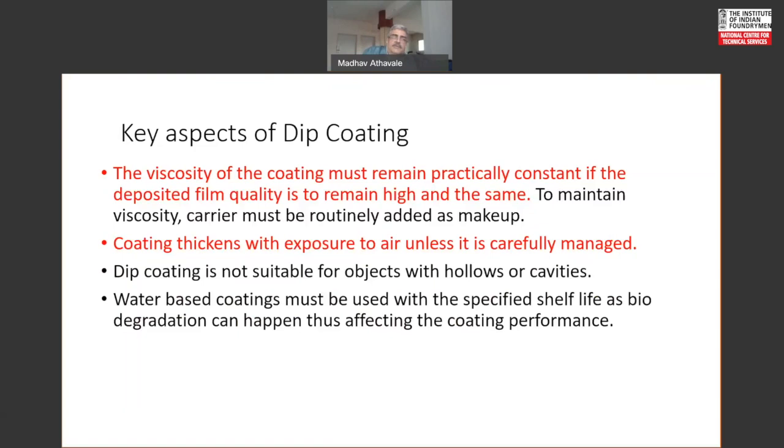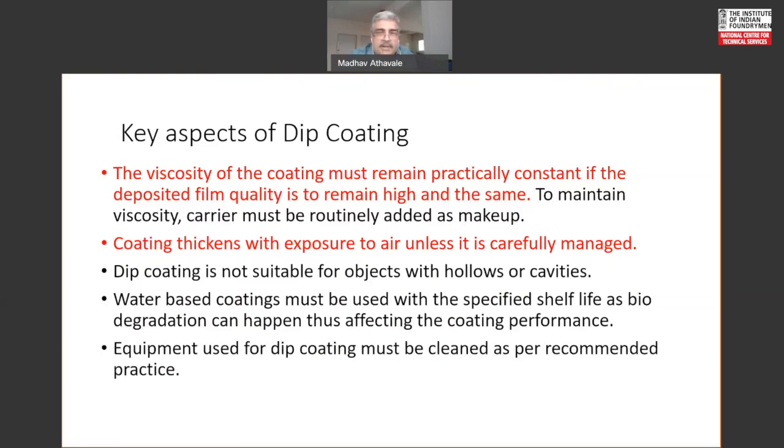Now, water-based coating must be used within the specified shelf life, because as we have seen in our last lecture, there are organic binders which are used for coatings, and they can degrade. So usually the manufacturer will be recommending how long a ready to use wash can be kept. Otherwise it needs to be discarded, because with biodegradation, the properties of the coating will also deteriorate, and it will create problems.